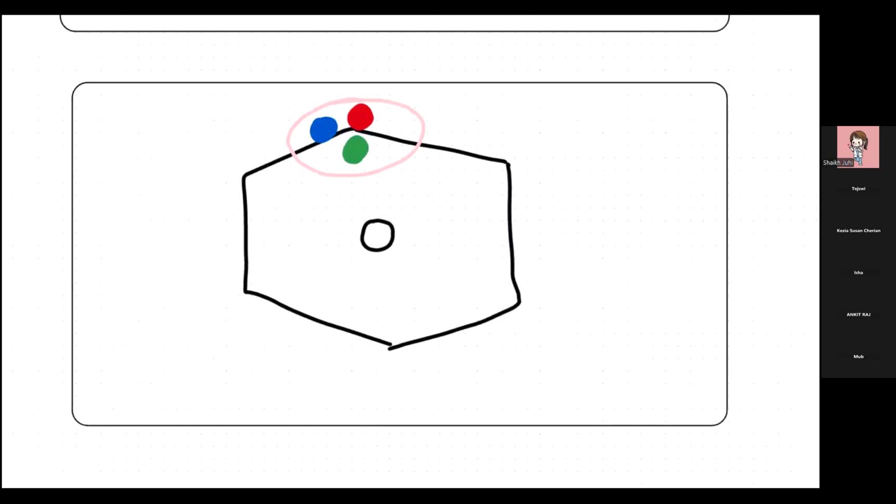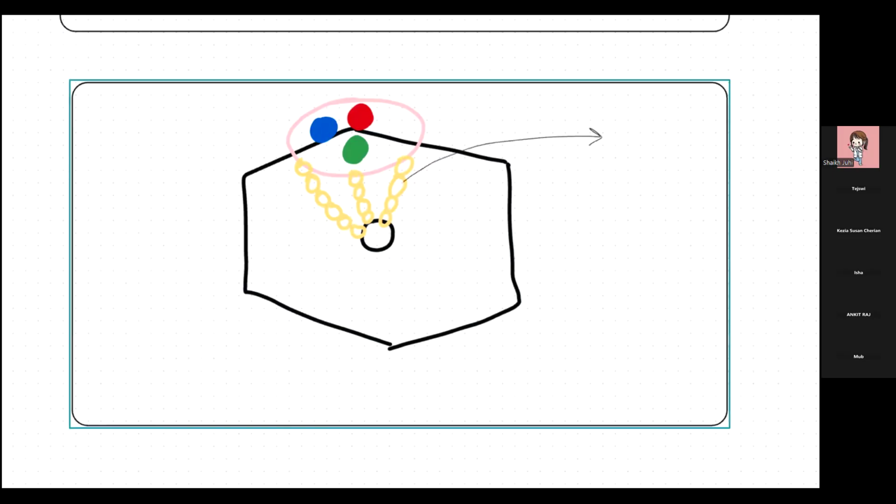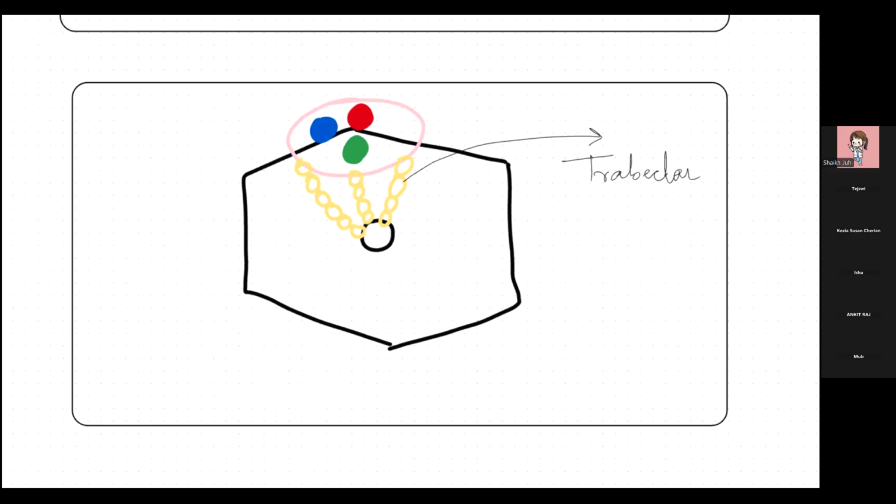Now, in between the portal triad and the central vein, what all is present? The hepatocytes are aligned. We can see the hepatocytes are aligned in this manner. What do we call this arrangement? Can anyone tell me what this arrangement of hepatocytes is called? It is called trabecular arrangement. Basically, a trabecula is formed.